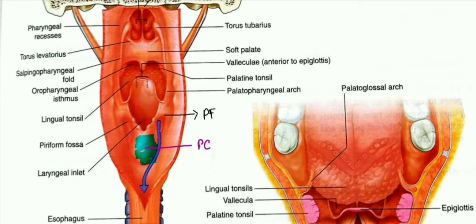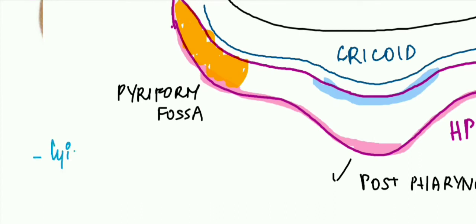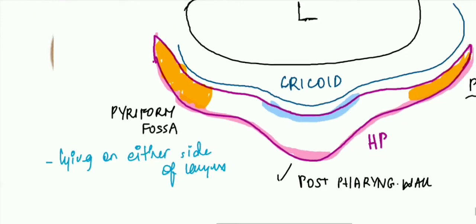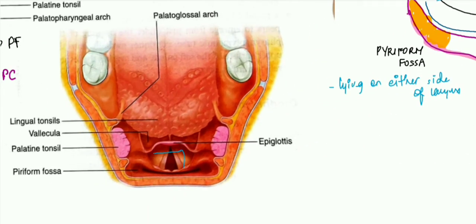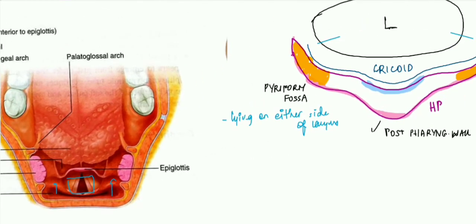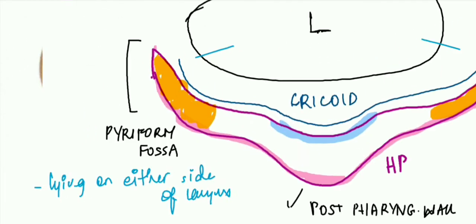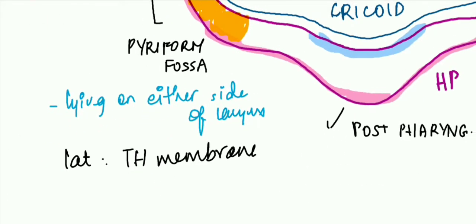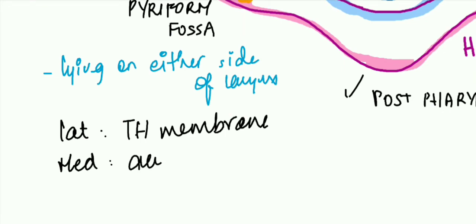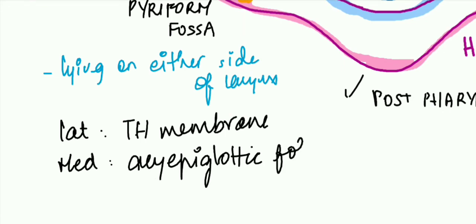Let's know a little more about the pyriform fossa. It lies on either side of the larynx. See here in this picture, considering this as larynx, you can make out that the pyriform fossa does actually lie on either side of the larynx. Laterally it is bounded by the thyrohyoid membrane, and medially bounded by the aryepiglottic folds.